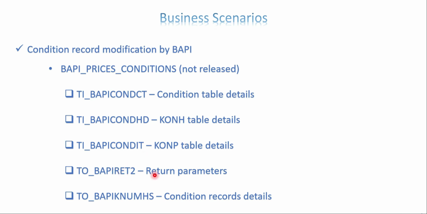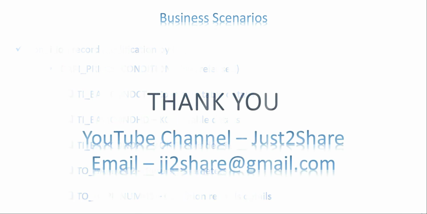Okay, and this return parameter will give what happened with the condition table, and this internal table will give the condition records. If you're going to create a new one, you need a condition record as a written parameter, and you will get it in this particular internal table. Okay, so I think that's it. Is there anything? No, nothing.